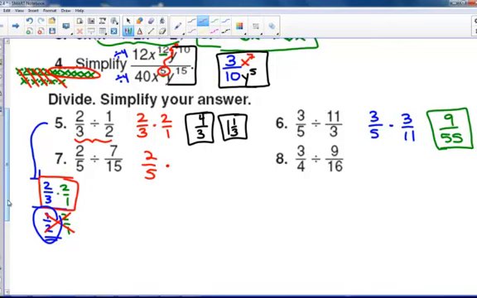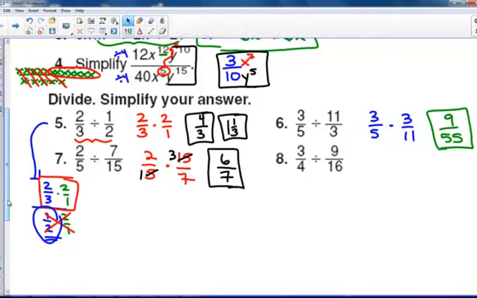Alright, 2/5. Change it to multiplication, and now I have 15/7. I could go ahead and multiply, but I do notice that 15 and 5 both have a 5 in common. So I could make that a 3 and that a 1 first. You could do that after you multiply across, or you could do that right away. Regardless, your final answer will be 6/7.